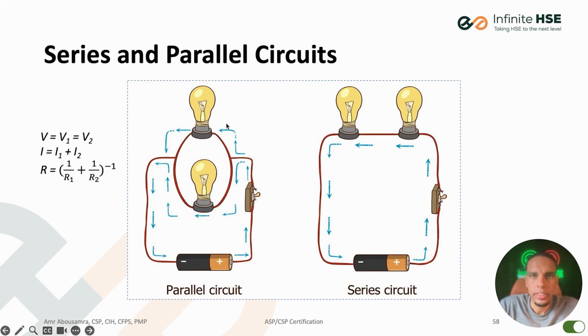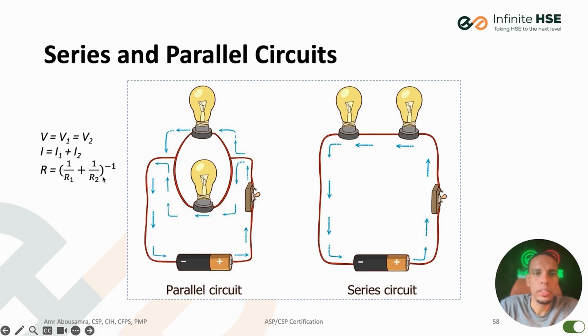In the case of the devices above, like the bulb above or the bulb below, the voltage is equal. V1 equals V2. As for the current, it's the sum of the current flowing through the upper part and the lower part, because the current reaches here and it splits into two parts. One part goes above and one part goes below. So the total current is the sum of the currents flowing in each of these directions.